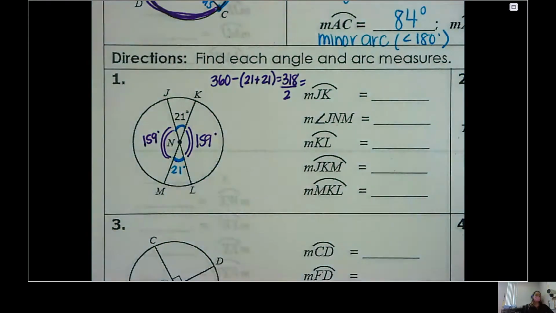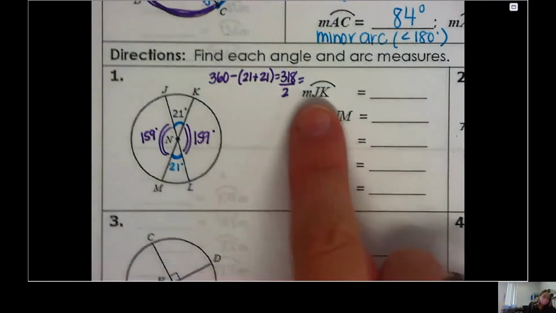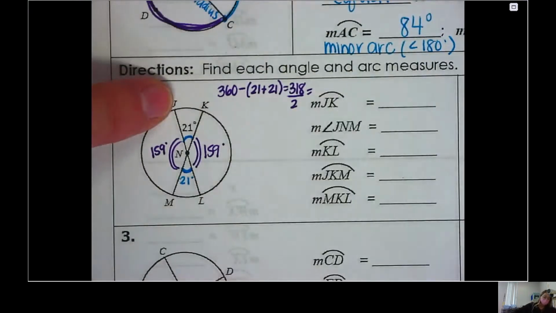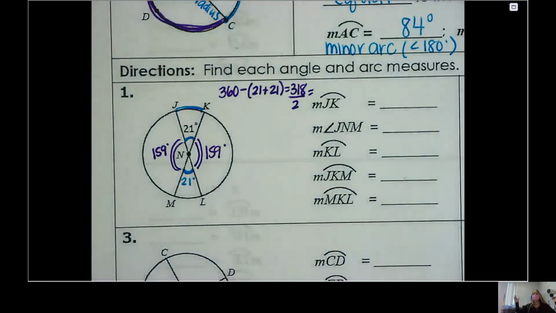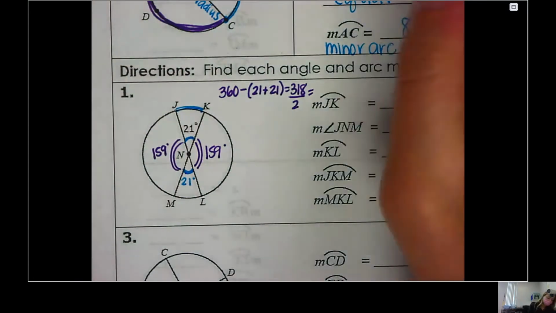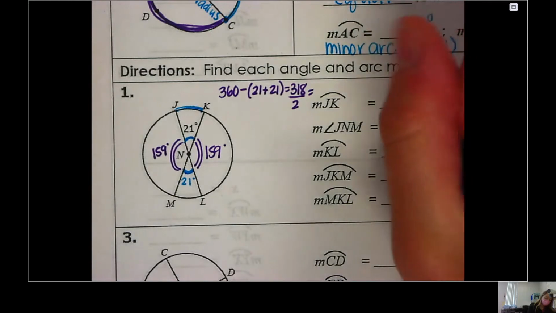Okay, so now we look at the sides over here, and we're going to fill in what we know. Some of them are arc lengths, arc measures. Some of them are angles. We just have to be careful that we look at the right one. So the first one is arc JK. What's the measure of JK? 21 degrees. Perfect. It's exactly the same as its central angle. All right. What's the measure of angle JNM? You did it already. 159 degrees. Good.